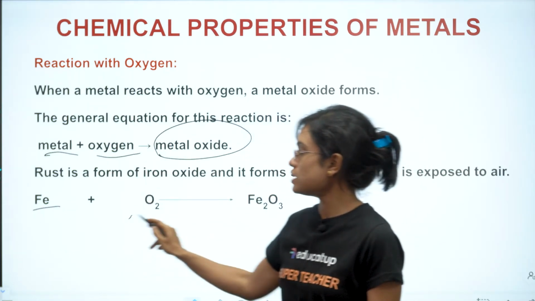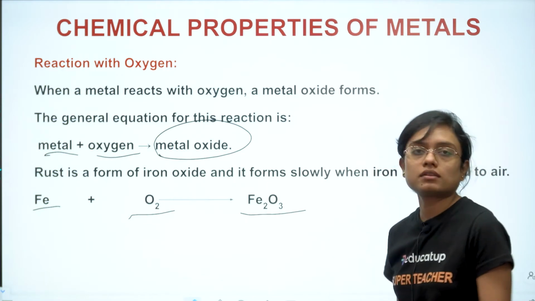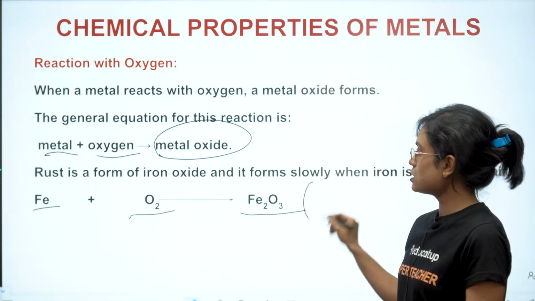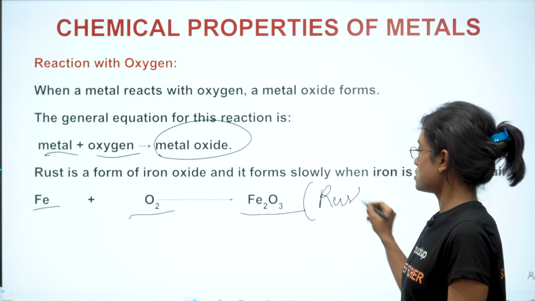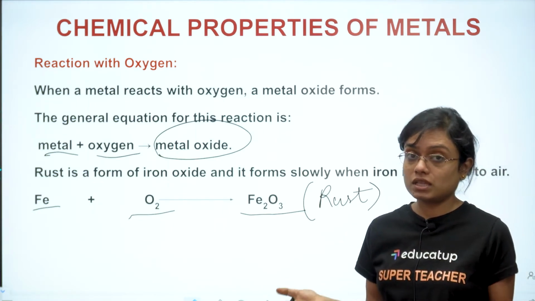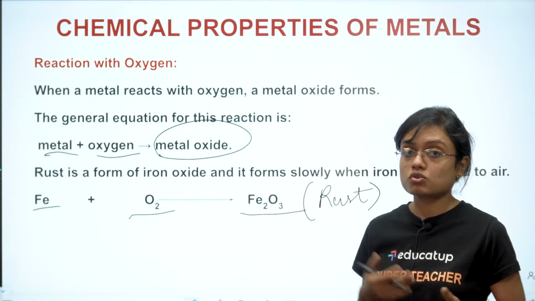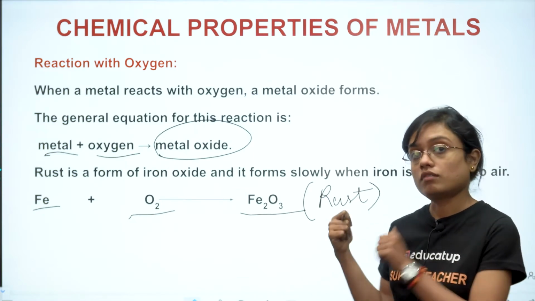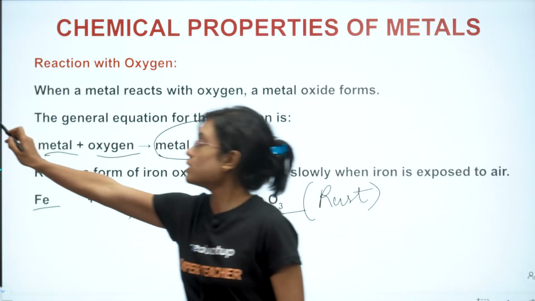Example, iron reacts with oxygen, iron oxide is formed. Now, this iron oxide is actually rust. You know that if iron is left open in air, it shows corroding, it shows rusting, उस पे जंग लग जाती है, वो यही होता है. All right. Now let's move ahead.